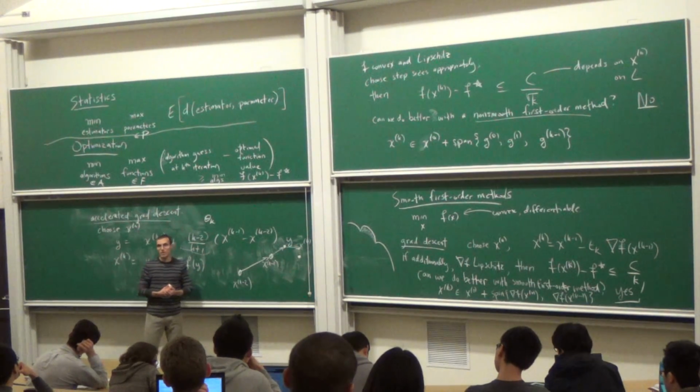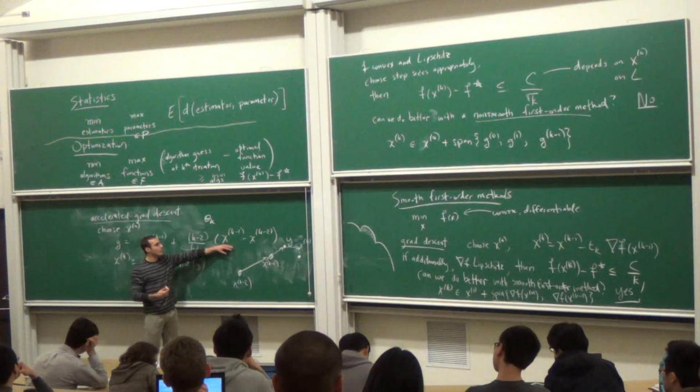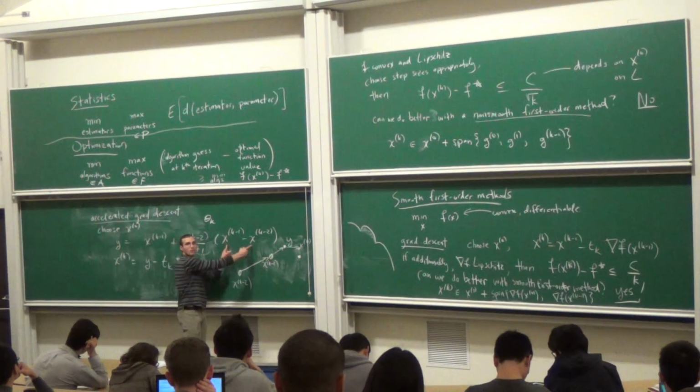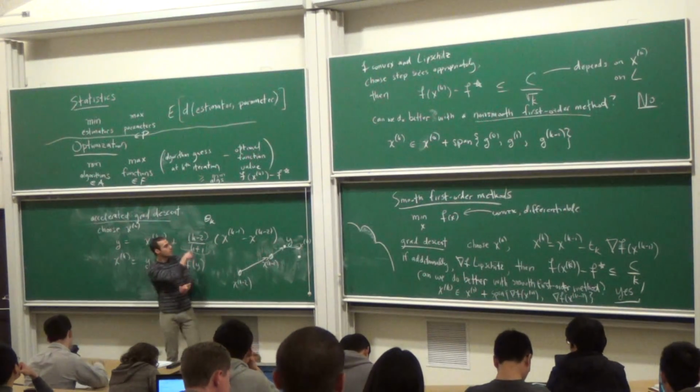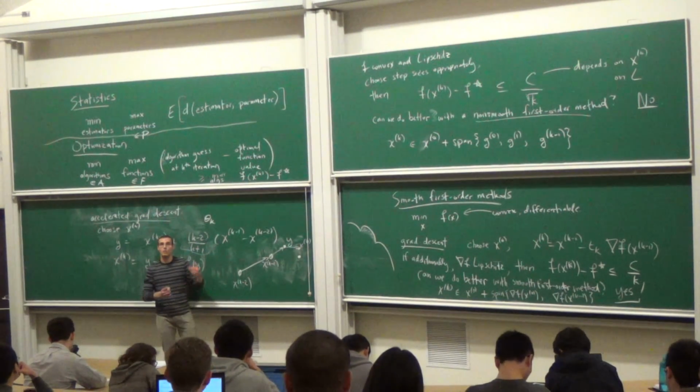But there are versions of acceleration that use the entire history. So that use not only the difference between xk minus 1 and xk minus 2, but they actually sum over the entire history. And then they use different weights. And they can be faster, but they're slower to compute.